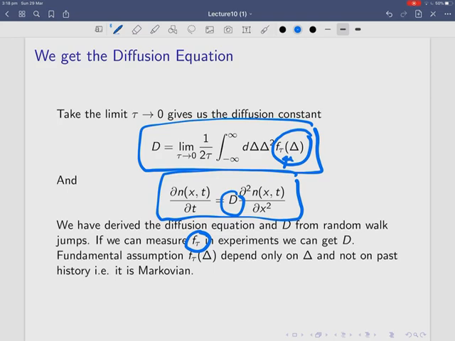And so this theory is wonderful. It does contain a hidden assumption, which is that this function here, the distribution of the jumps you make, how far you jump in each time tau, depends only on delta and not on the past history. It's a Markov process. It doesn't depend upon what happened 3 minutes ago, what happened 10 steps ago. It only depends upon what's happening now. It has no history. It doesn't know about history.